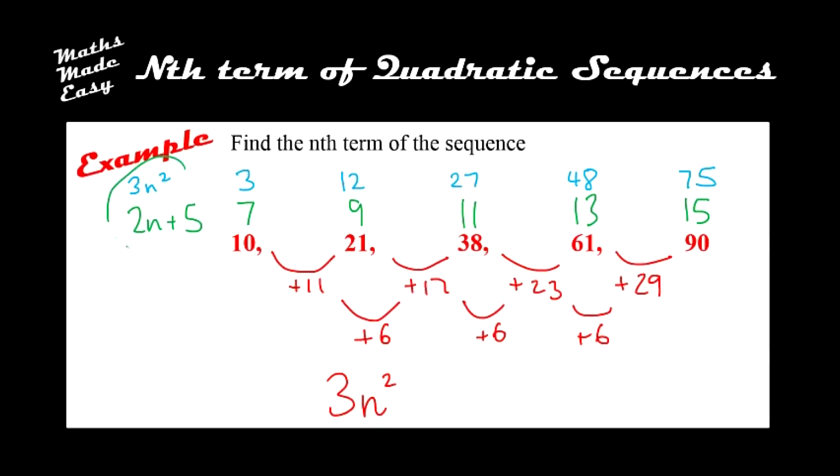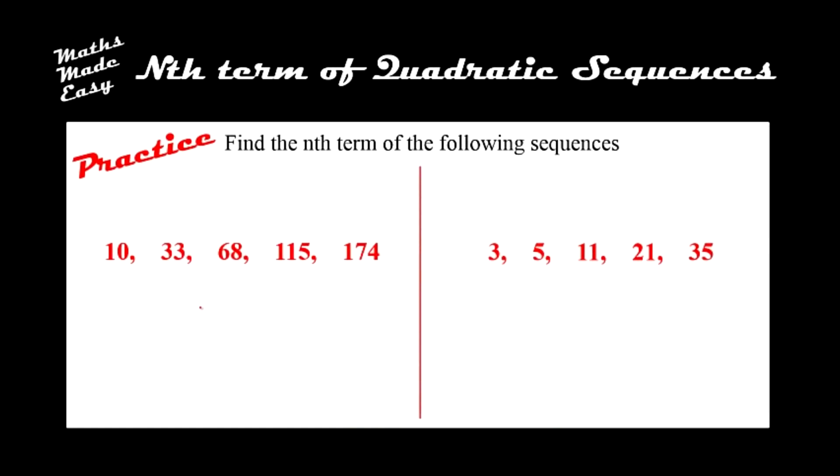So if you put these two bits together here, you'll end up with your answer, which is 3n squared plus 2n plus 5. And this method always works with all quadratic sequences. Okay, so here are two for you to practice. Press pause and have a go at these.